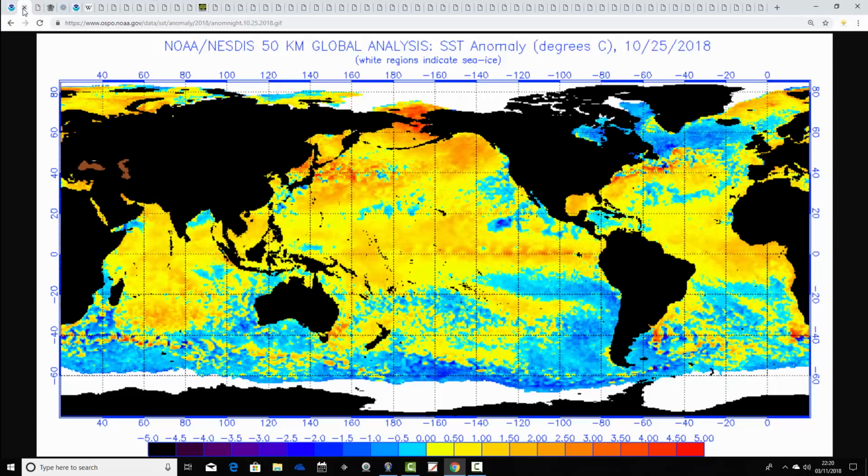Now let's have a look at the ENSO region. So this is the ENSO region just here. We've got Peru just there, and Indonesia is over here. The ENSO region is this part of the Pacific Ocean, of course.